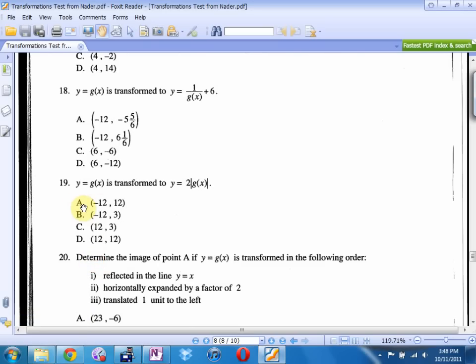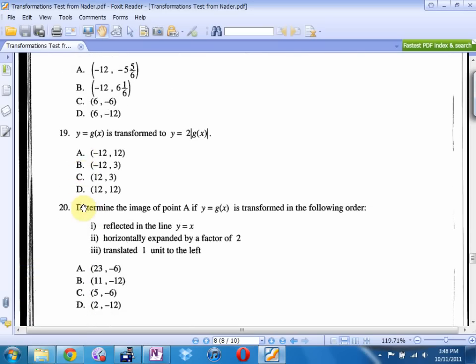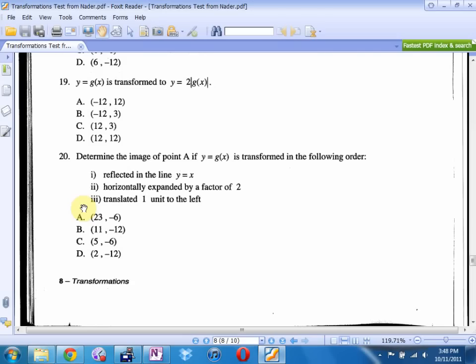Every once in a while, I don't think I did this on your test, but it might be on your final, I can't remember, they'll give you a specific order to do things in. So it says, find the image of point A if it's reflected in the line y equals x. What's that one? Dominique, switch the x and y around. So instead of negative 12 comma 6, 6 comma negative 12. And now horizontally expand. And now move one left. In the order that they told me for some reason. Okay? We can get there.